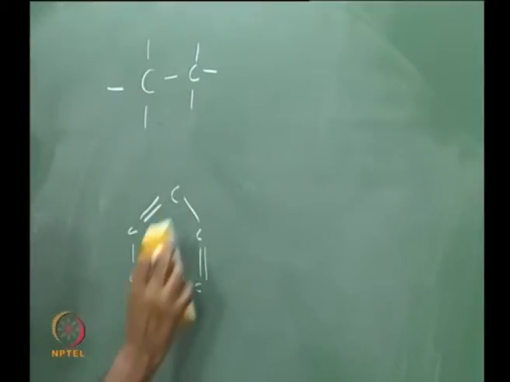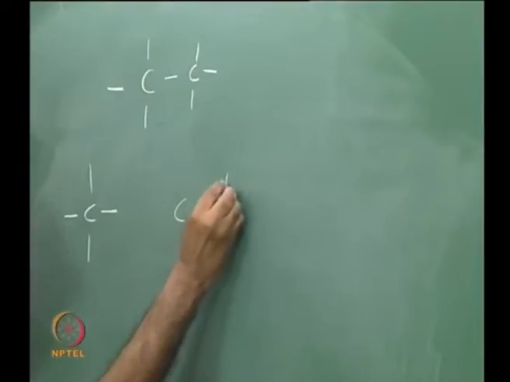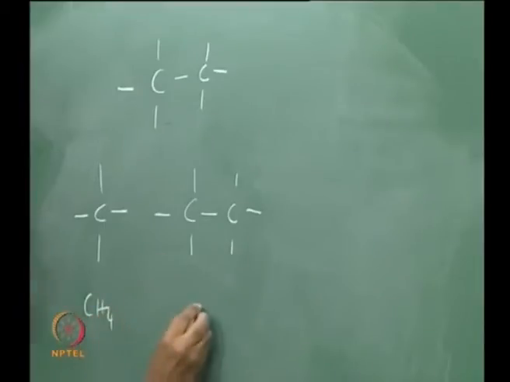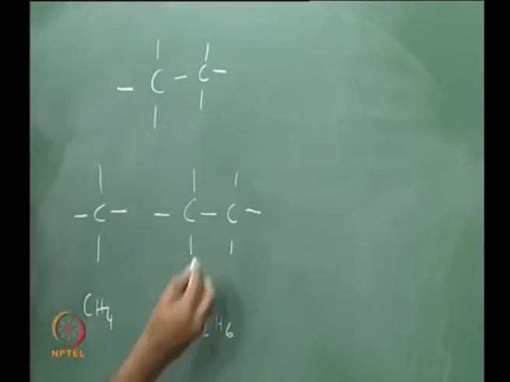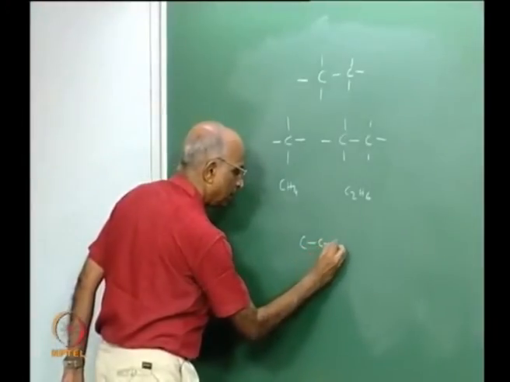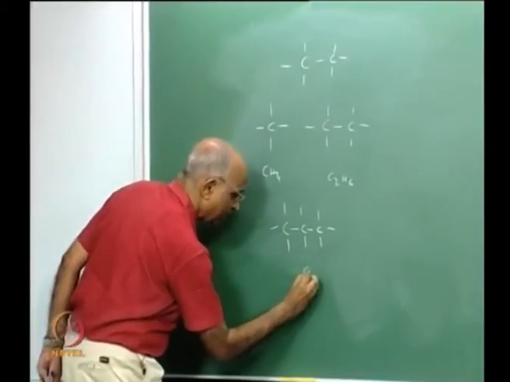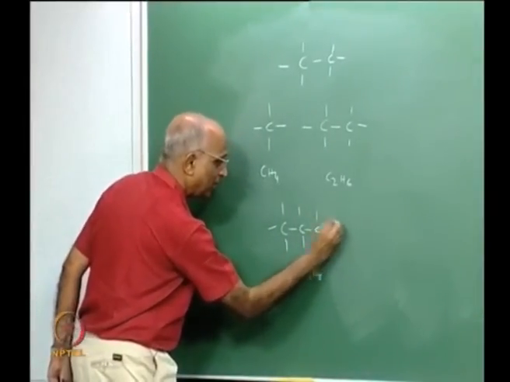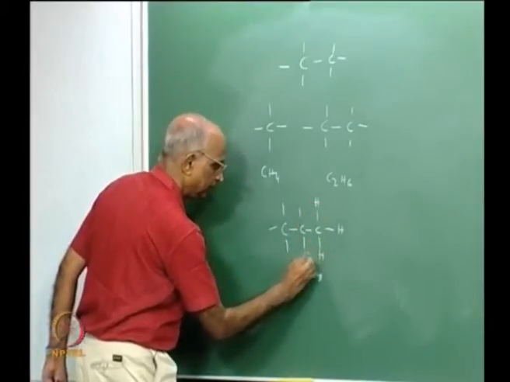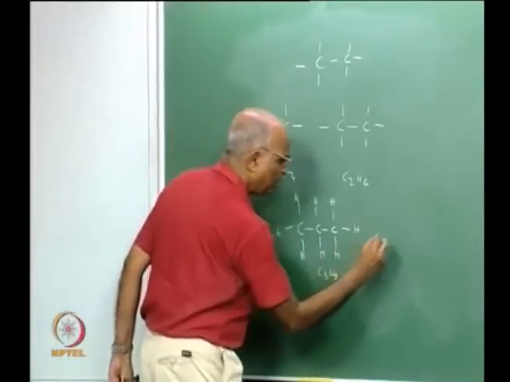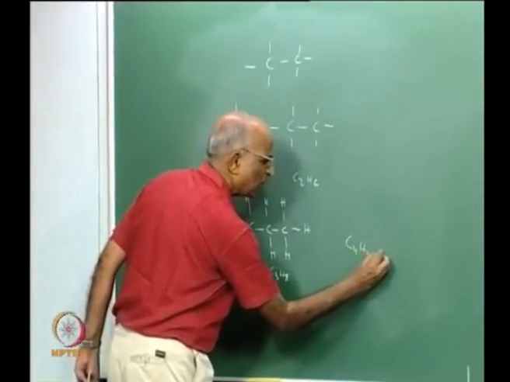Now, if we want to take a look at hydrocarbons, the simplest hydrocarbon is methane, the next one is ethane, that is CH4, C2H6, maybe next is propane, next is C3H8, all are H over here, next is butane, C4H10, and so on the chain goes.